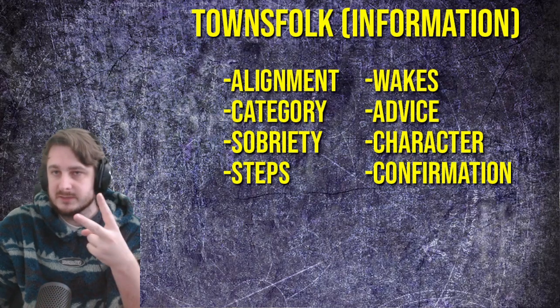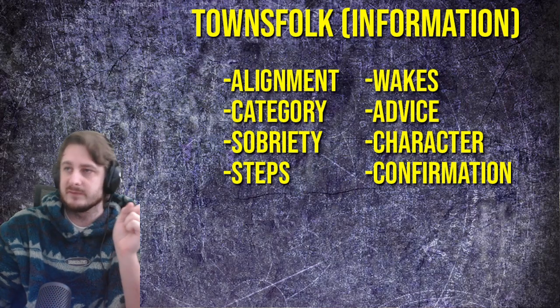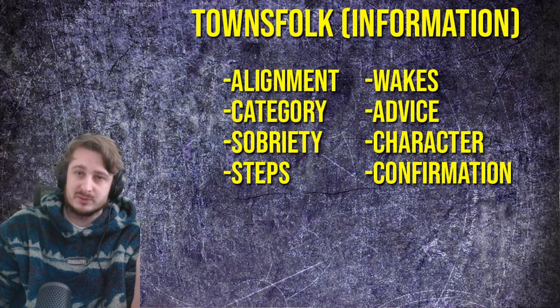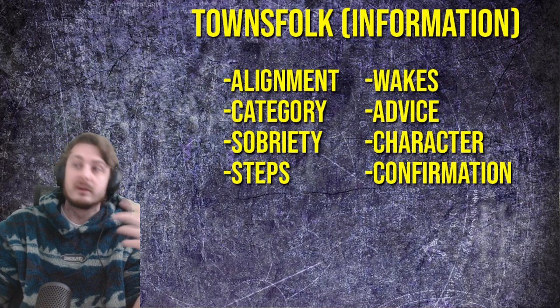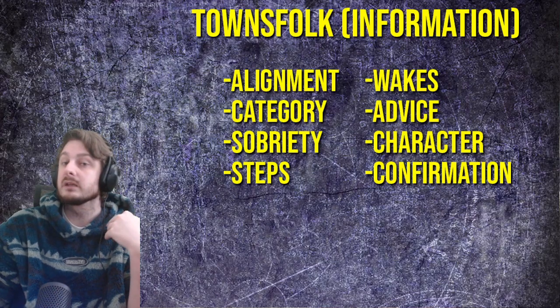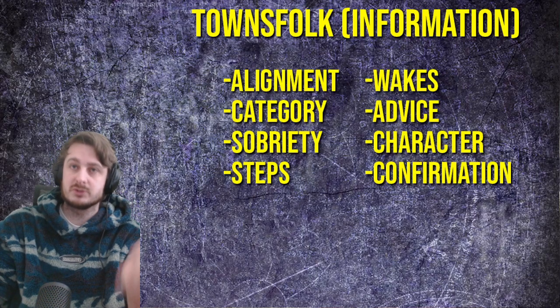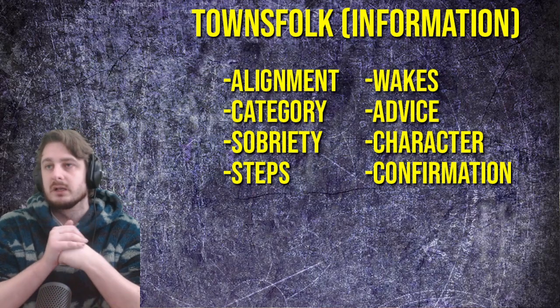So I've split Townsfolk into two categories. Category one is Townsfolk information, and I've written a 1 or 2 word brief descriptor of what the different categories are, and I'll give some examples of characters as I go through them. For example, an alignment information Townsfolk would be the Village Idiot. The Village Idiot will choose a player and they will learn what their alignment is. That is an alignment type of character.